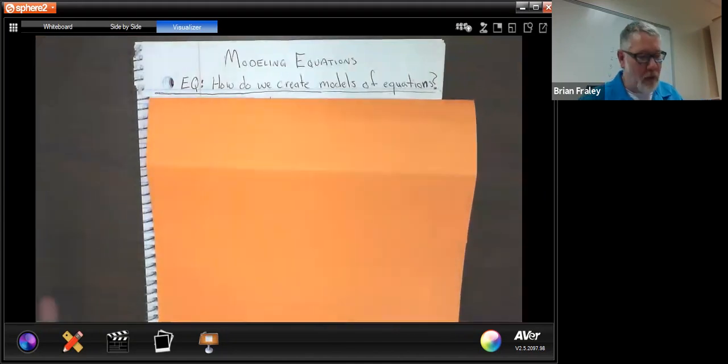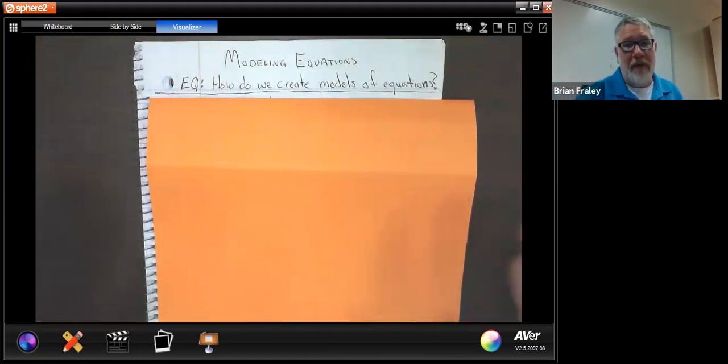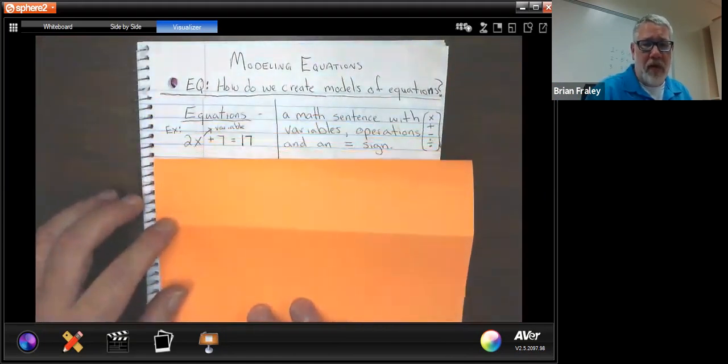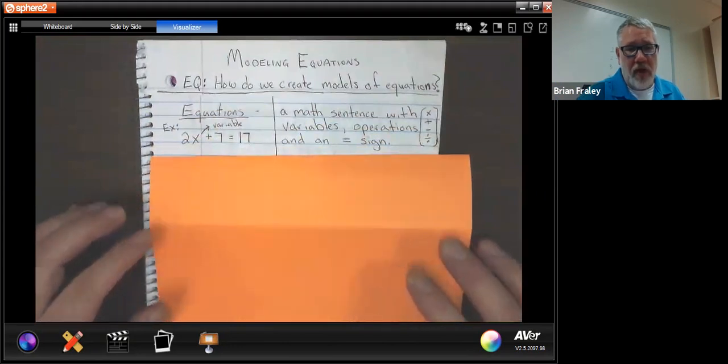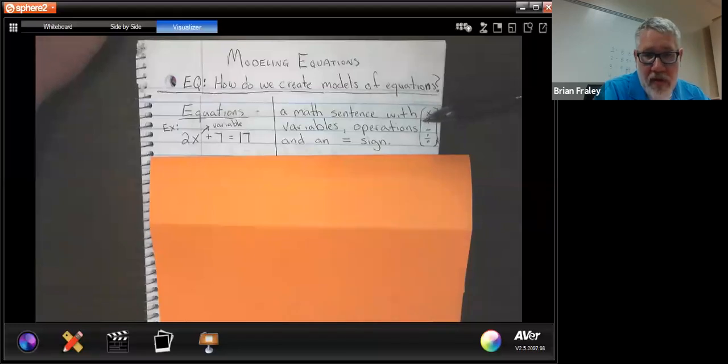Now, guys, I will have these notes available for you to copy down, so you don't have to write them down right now. Just follow along with us, okay? Today, we are going to start by defining what equations are. Equations are simply a math sentence with variables, operations, and an equal sign, okay?